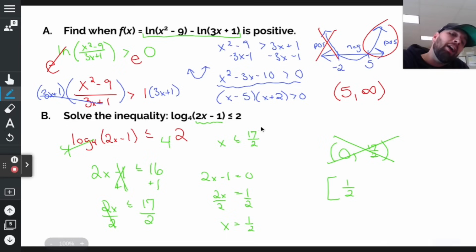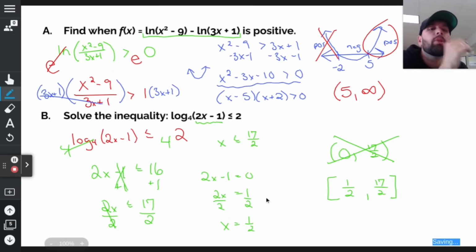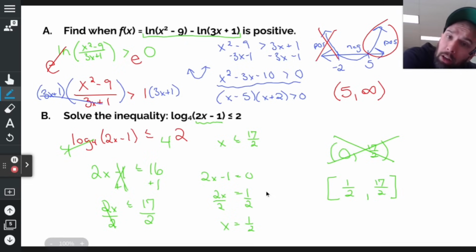And the maximum value I'm allowed to plug in is 17 over 2 with the bracket as well. So with logs, you just have to be a little bit more careful about domain restrictions, what you're allowed to plug in, what you're not allowed to plug in.